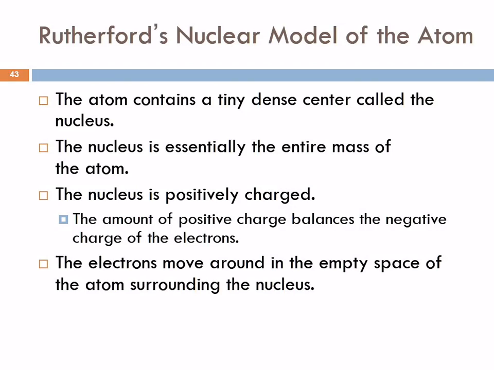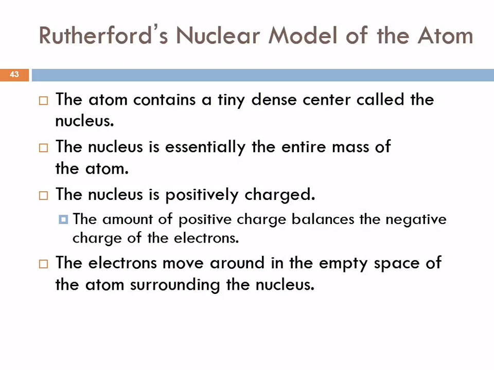Well, let's look at Rutherford's nuclear model of the atom. So we talked about Rutherford's gold foil experiment, didn't we? And so we've got this nucleus, a tiny, dense center where almost all the mass is, and the nucleus is positively charged. The amount of positive charge in the nucleus is balanced by the negative charge of the electrons, and the electrons are moving around in this empty space outside of the nucleus. Okay, so we can get our minds around this.